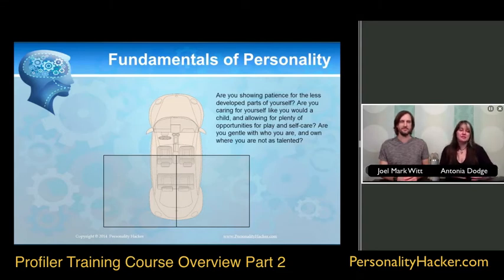They might be less sophisticated parts of who we are, but that doesn't mean the 3-year-old and 10-year-old are not valuable members of a family, right? You don't stuff them in the back of the car and lock it, right? You caretake for them. So are you doing that for yourself? Are you giving them opportunities to play? Are you giving them opportunities for self-care? Are you gentle with who you are?